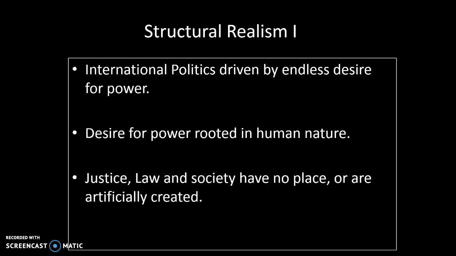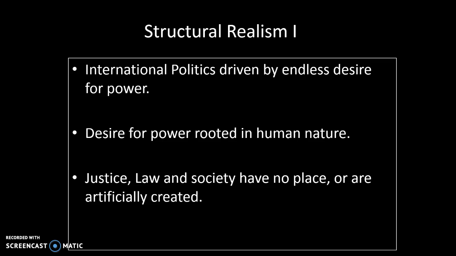So, structural realism 1 talks about international politics driven by an endless desire for power. So this goes to the heart of the idea that the international system propels and promotes competition. And it's that competition that fuels crisis and conflict.